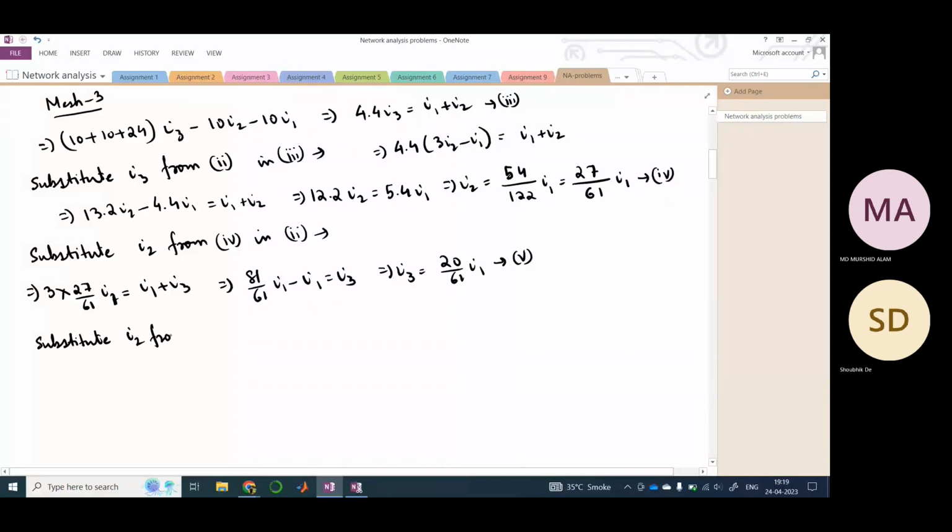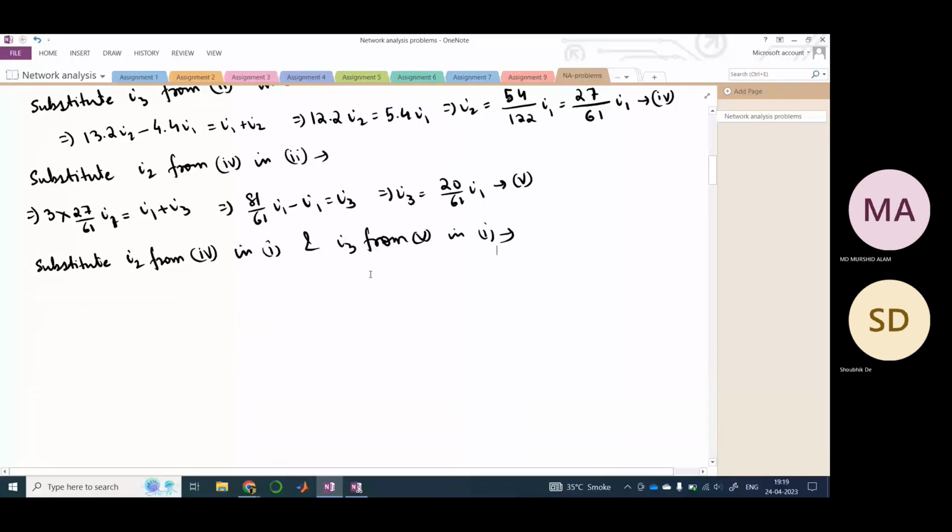I2 from 4 in 1 and also I3 from 5 in 1. So if we do that, then your equation directly becomes 20 is equal to, it was 3I1, right? 3I1 minus I2 minus I3, right, directly. So it would be 27 minus 61 I1 minus 20 by 61 I1.